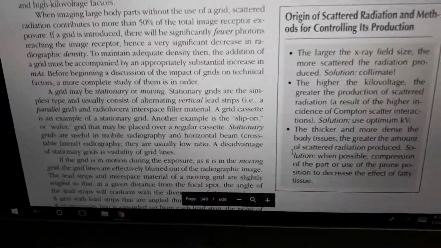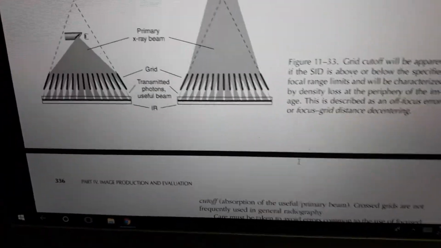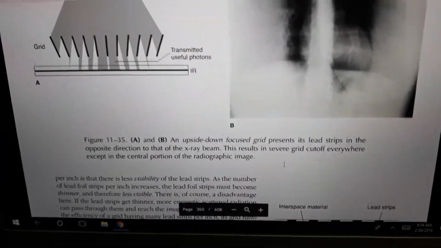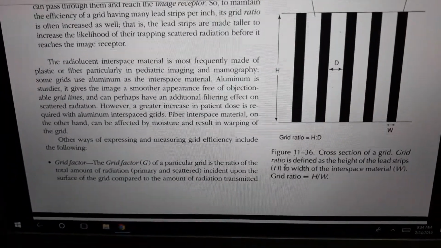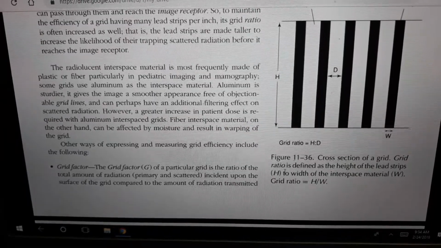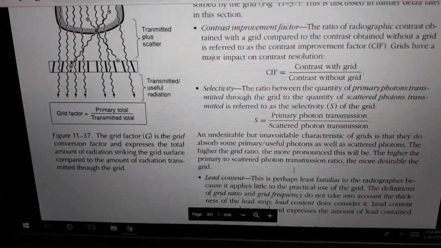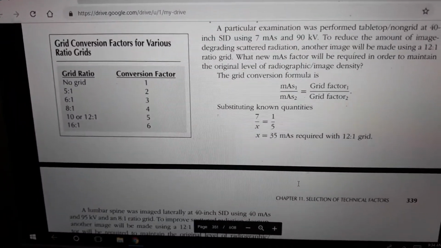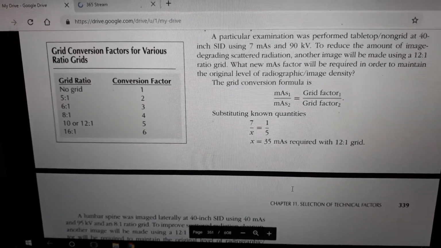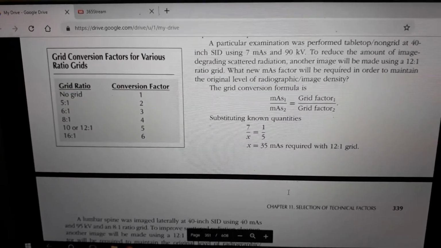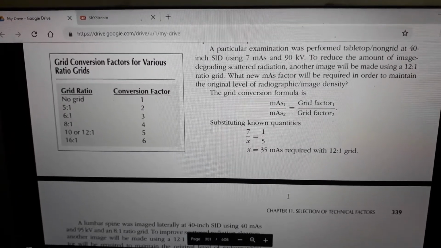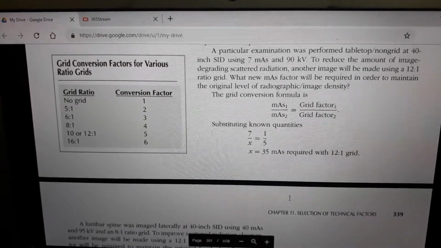Here is the grid. We will discuss the various types of grid: long, oblique, and filter the radiation, the height of the grid, the distance between the lead strips, and the width of the interspace material. Next, the grid conversion factor for the various radiographic grid ratios: no grid 1, 5:1 is 2, 6:1 is 3, 8:1 is 4, 10:1 or 12:1 is 5, 16:1 is 6.